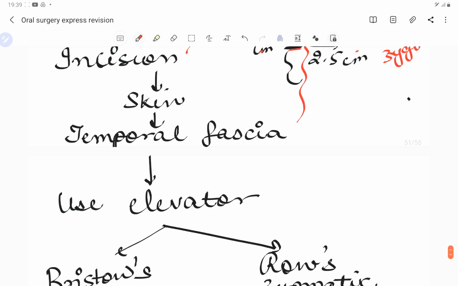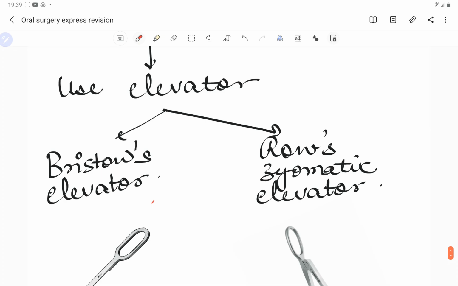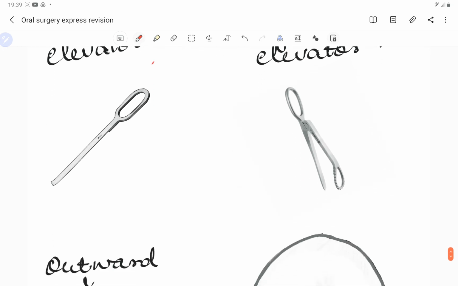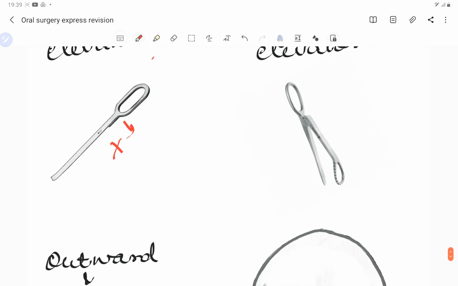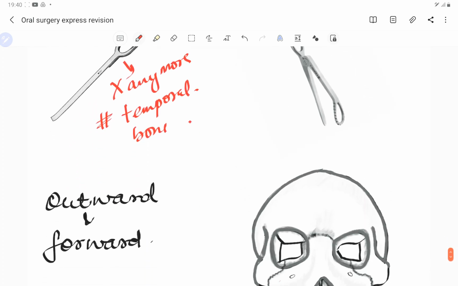We elevate, reflect the skin, reflect the temporal fascia, and then we use this elevator. So we have the space to use the elevator, right, which I have shown you just now. We pass the elevator, either we use the Bristow's elevator or the Rose zygomatic elevator. We do not use the Bristow's elevator anymore because it can fracture the temporal bone, right? So we use this Rose zygomatic elevator.